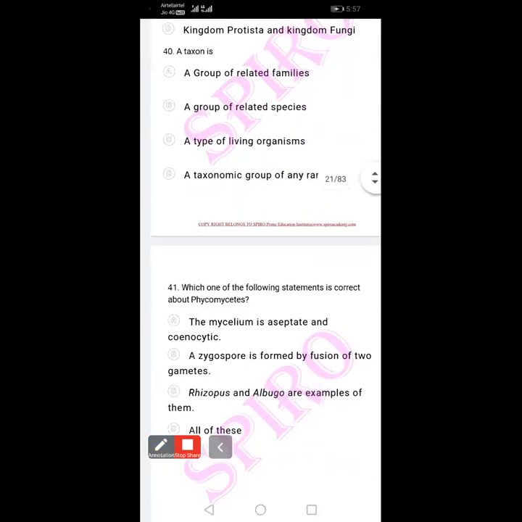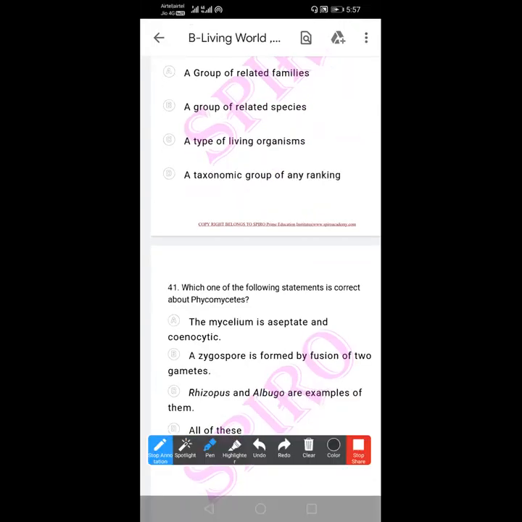The next question, question number 40. What is a taxon? A taxon is a group of related families? No. A group of related families is called an order. A group of related species is a genus. A type of living organism is not a taxon. It is a group of organisms, or a taxonomic group, belonging to a particular rank. The correct option is option 4. A group of organisms belonging to a particular category is said to be a taxon. So option 4 is correct.